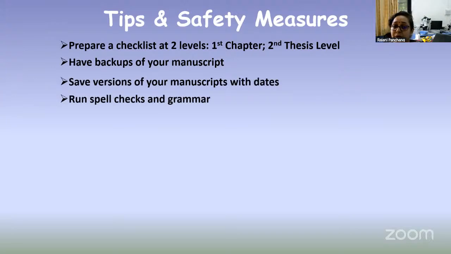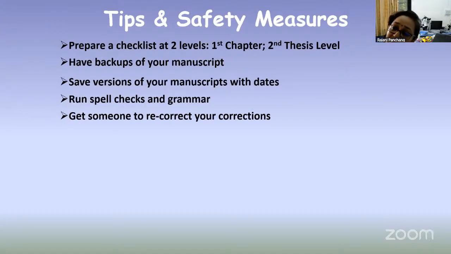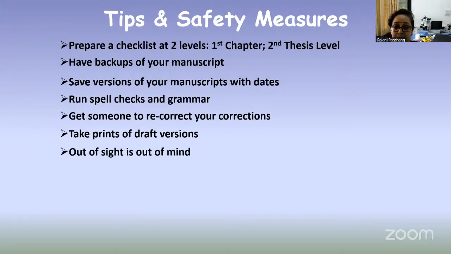Save versions of your manuscript with dates, run spell checks and grammar checks. Even if you have corrected things, ask someone to see your corrections. We cannot see our own mistakes because we know what the correct thing is, it is in our brain. And because it is in our brain, we cannot see that it is not there on the paper. So ask someone to correct your corrections. Take printouts. On the screen, we cannot really make out how it is looking in hard copy. Take prints.